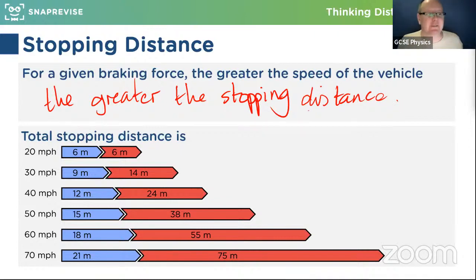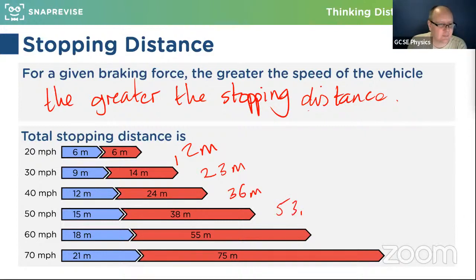Okay, so for a given braking force, the greater the speed of the vehicle, the greater the stopping distance. So at 20 miles per hour, we've got a thinking distance of 6 meters, and then we've got a braking distance of 6 meters. So total stopping distance of 12 meters for the first one there. It's about 3 car lengths if an average car is about 4 meters long. And then as we go faster, the next one is 23 meters, and the next one down is 36 meters. And then 53 meters, 73 meters, and 96 meters.